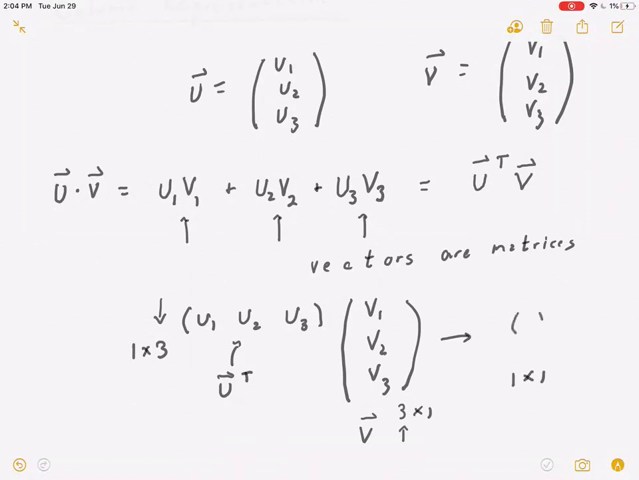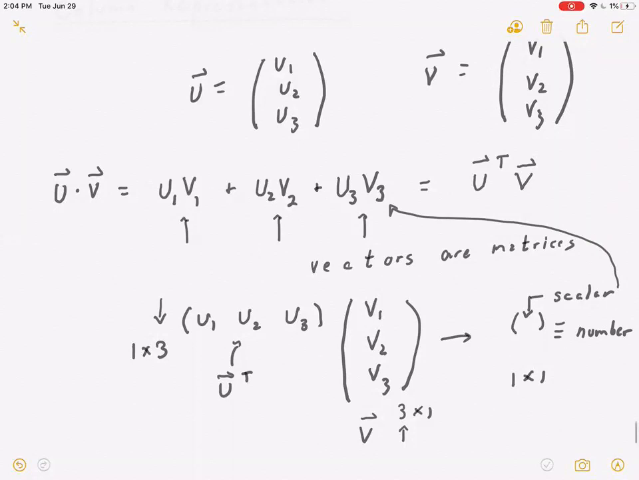A 1x1 matrix is just a fancy way of describing a scalar. And that's exactly what the dot product of two vectors is. At the end of the day, it's a scalar or a number. So I just wanted to come back and circle around that point.